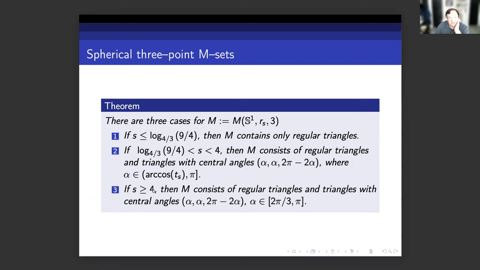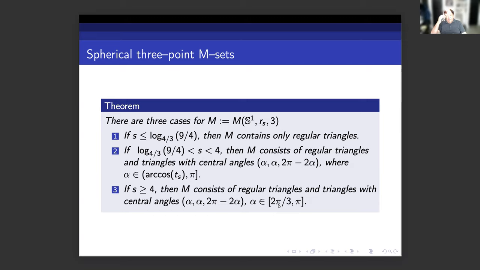And the last case, when s is greater than or equal to four, in this case it also consists of either a regular triangle or triangles with the central angles like this one. Pay attention that here we have 2π/3 or 2π. It is actually the same case, but we have different bounds: this interval is different, but here we always have 2π/3.